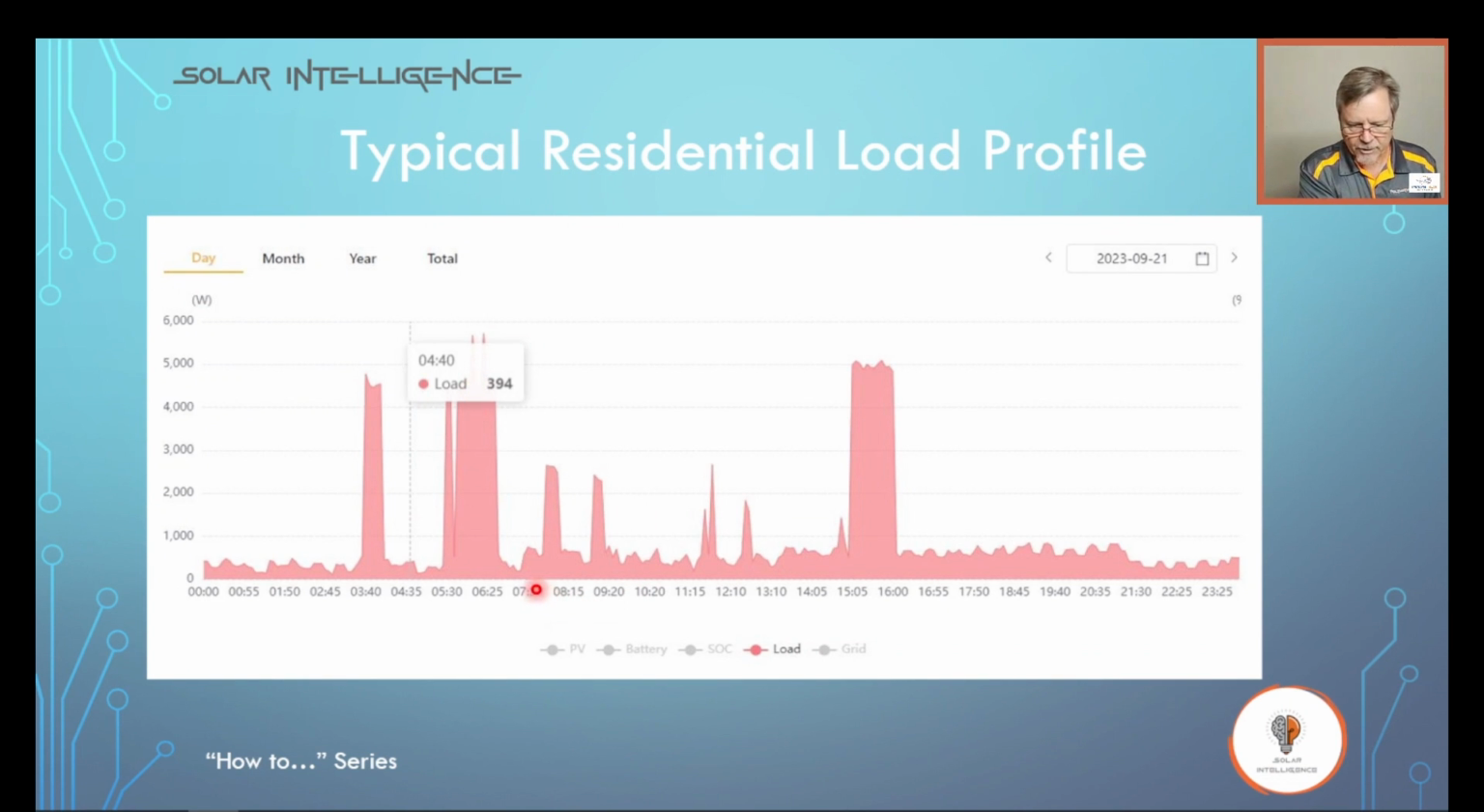You can see they depart for work probably around 7-ish, and then there's not much happening. Then early morning, around 8-ish, there's a load of some 2 kilowatts. It's probably an iron or a washing machine or vacuum cleaner, and then a little bit of consumption during the day.